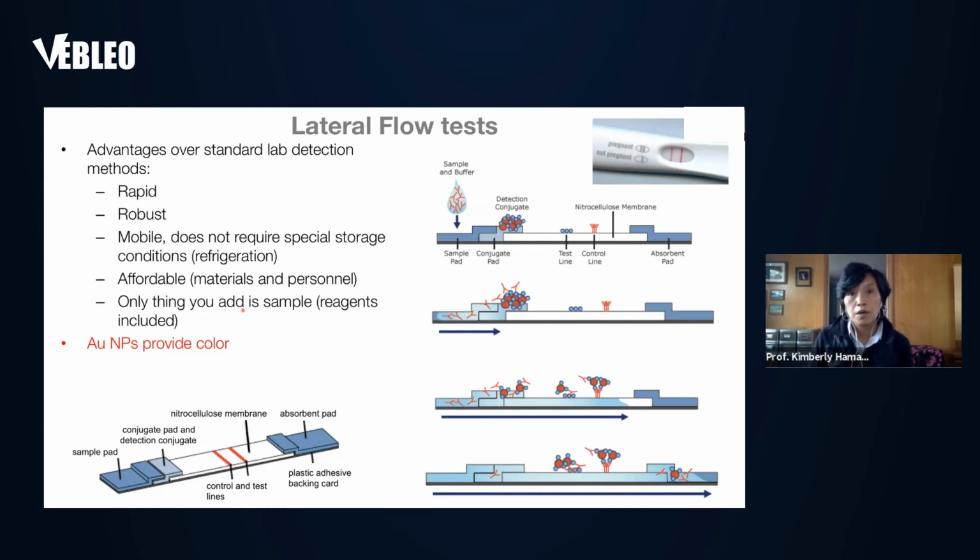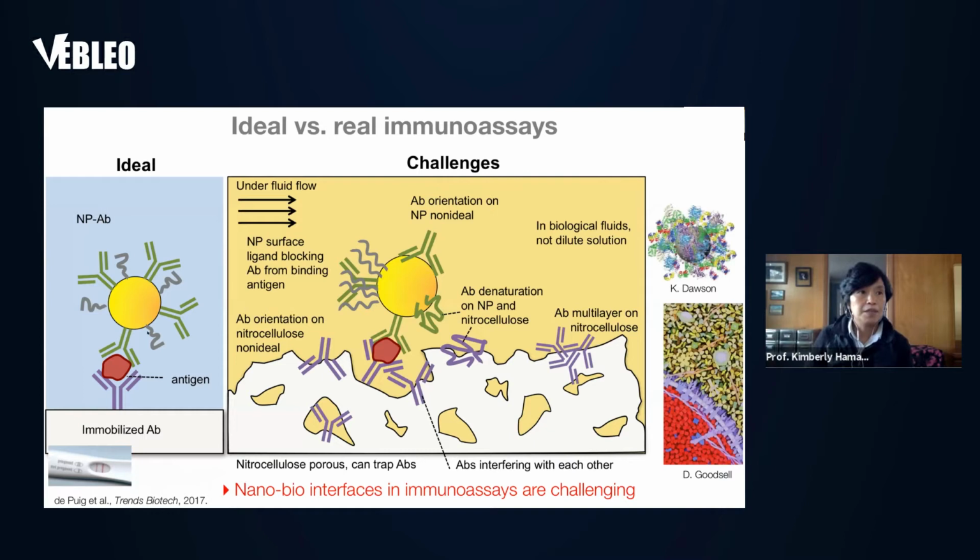Okay, now what happens in the test that results in this colored test line is basically that the antigen you're looking for must bind simultaneously to an antibody that's immobilized on the test area, as well as to the nanoparticle itself. Okay, and it's this double binding event that gives rise to that signal. Okay, I do want to point out that this is the cartoon that everyone always draws for these tests, this double binding event, but in reality, it's not as simple.